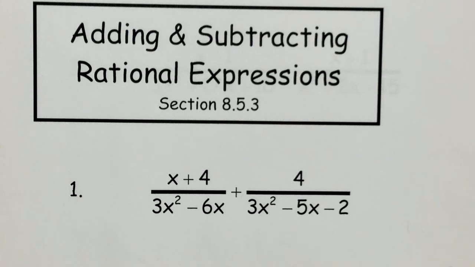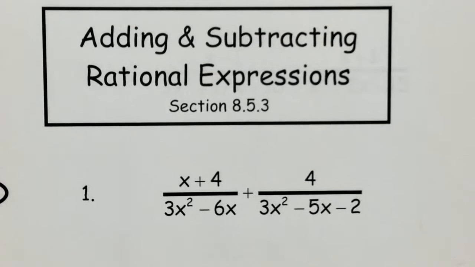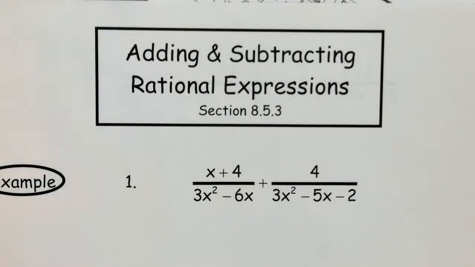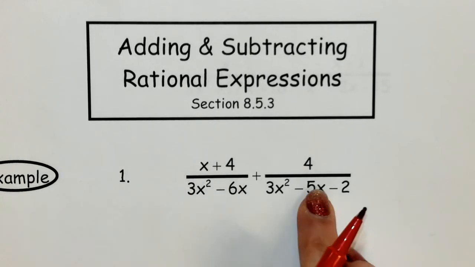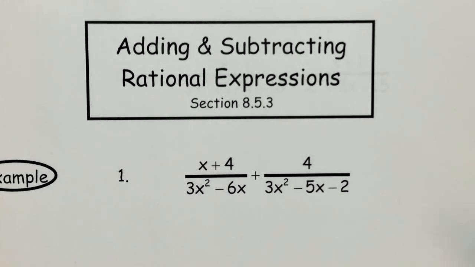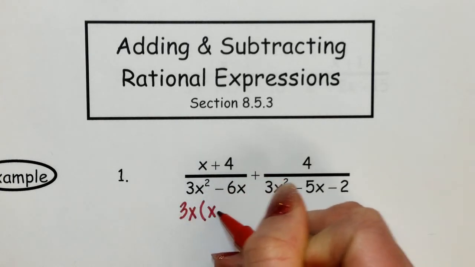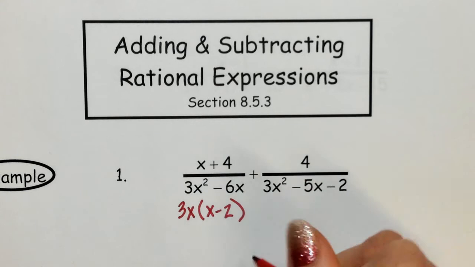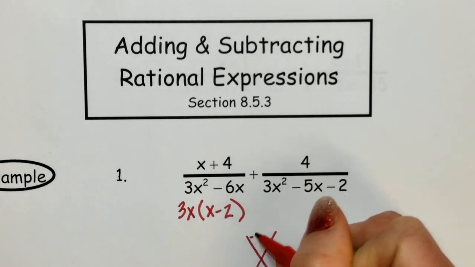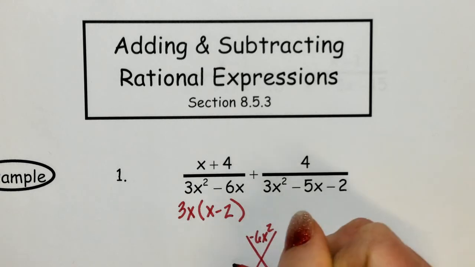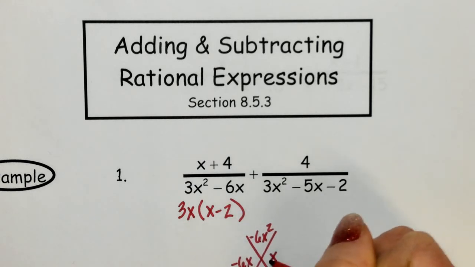All right, so we are going to add and subtract rational expressions just like we did before, except we are now going to have some binomial in the numerator. Okay, so we are going to factor the bottom just like we have. Find your LCD. So I'm going to take out a 3x, x minus 2, and then we are going to factor, so that's negative 6x squared, negative 5x, so negative 6x and x.